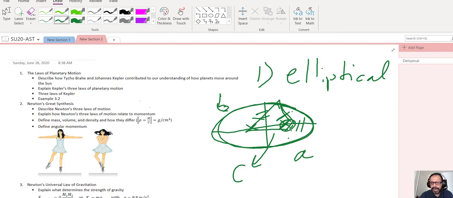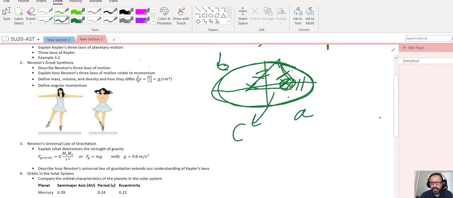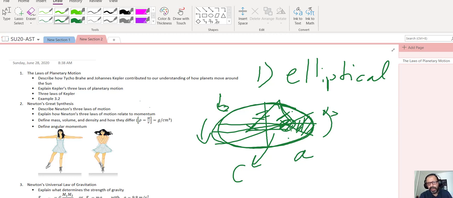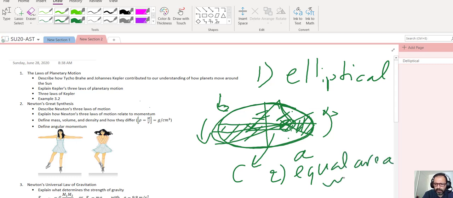Law number two says that the planets, as they move around the sun, sweep equal areas in equal times. So for example, if it takes a week to go from this point to that point, and it takes a week to go from here to here, both shaded areas are the same. So that's law number two: equal areas in equal times. Okay? So that's the second thing that he noticed.